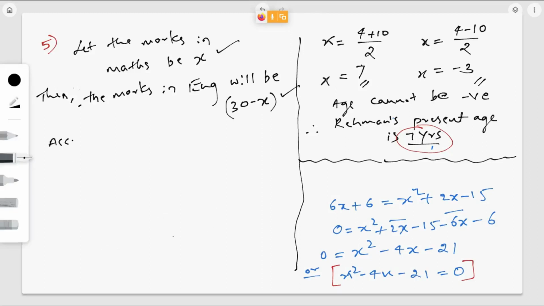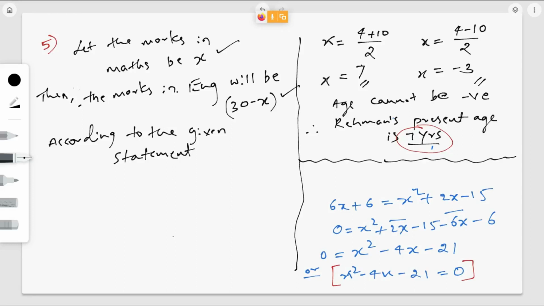According to the given statement. What is the given statement? Condition. What is the condition? Second statement from the question: had she got 2 marks more in mathematics and 3 marks less in English?